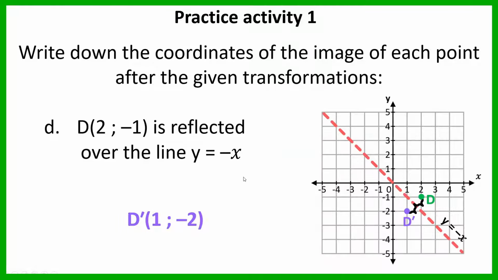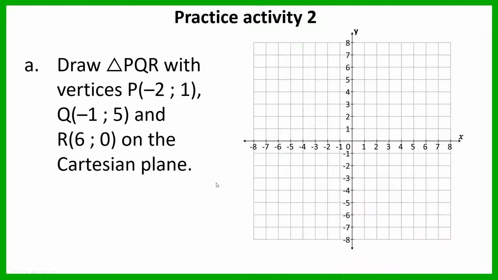Okay, now let's go on to the next activity. The first thing you're going to do in this activity is draw triangle PQR with the vertices P (-2, 1), Q (-1, 5), and R (6, 0). I'm going to give you 30 seconds to draw this triangle.